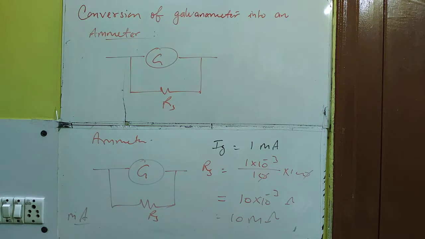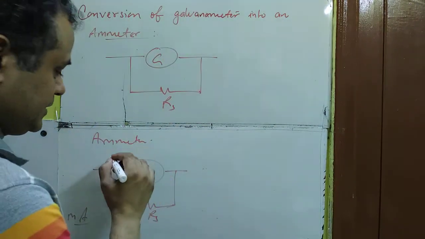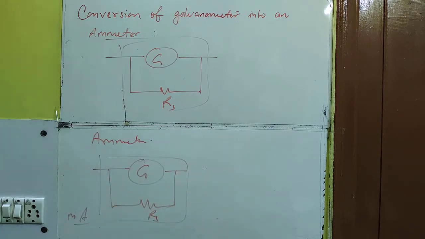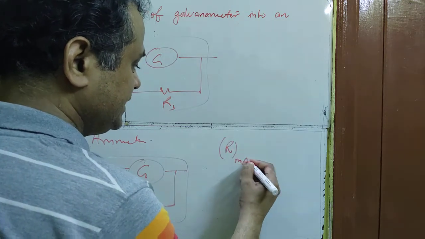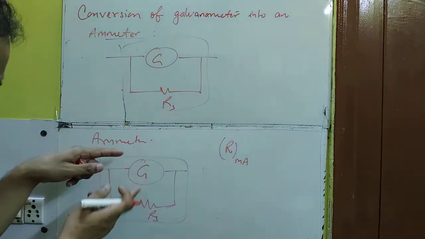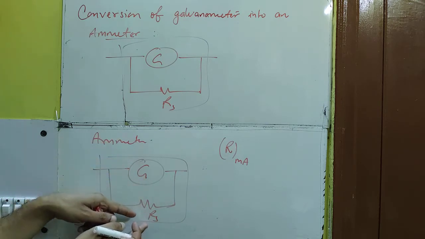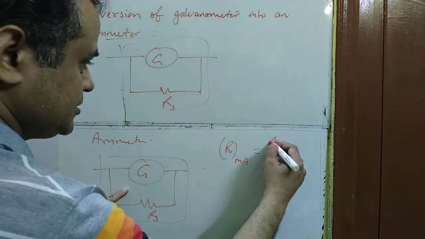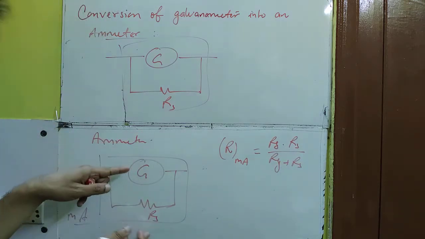Now a very important question will come in your examination. The ammeter and the milliammeter: this is the ammeter and this is the milliammeter. Which has more resistance? So remember the resistance of the milliammeter. What is the meaning of resistance? The resistance of the milliammeter, or the resistance of the ammeter, means Rg and Rs in parallel combination. So what is the total resistance? Rg Rs upon Rg plus Rs. This is the resistance of the milliammeter.